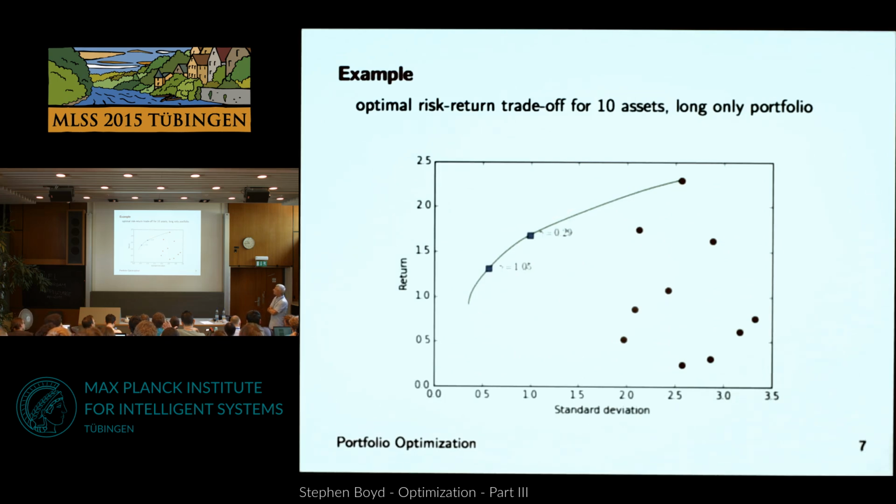And the first thing you see, I should say, on this plot, good is up, because that's high return, and left, which is low risk. Okay, so that's good. So good is up and left. And what you see is here's the optimal trade-off curve.